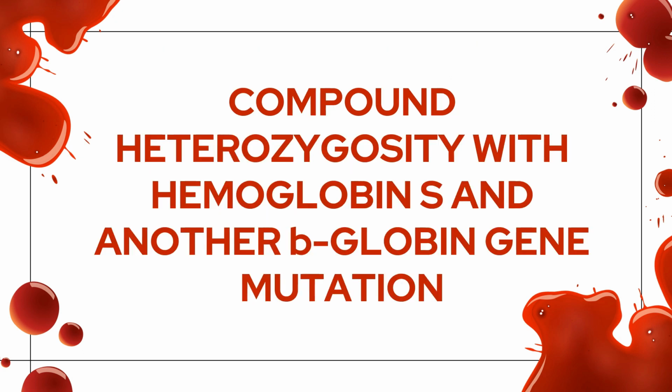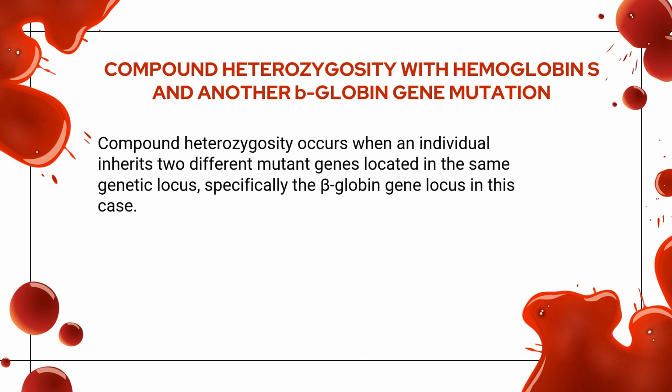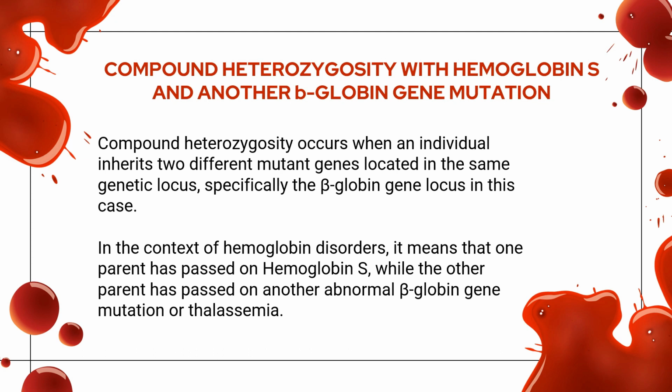In this part, we'll be delving into the intriguing topic of compound heterozygosity with hemoglobin S and another beta-globin gene mutation. So, let's get started. Compound heterozygosity occurs when an individual inherits two different mutant genes located in the same genetic locus, specifically the beta-globin gene locus in this case. In the context of hemoglobin disorders, it means that one parent has passed on hemoglobin S, while the other parent has passed on another abnormal beta-globin gene mutation or thalassemia.